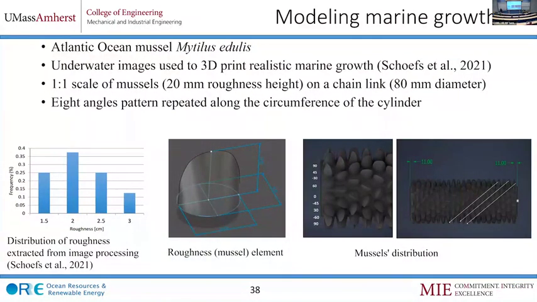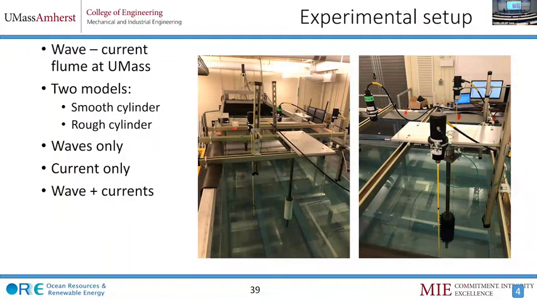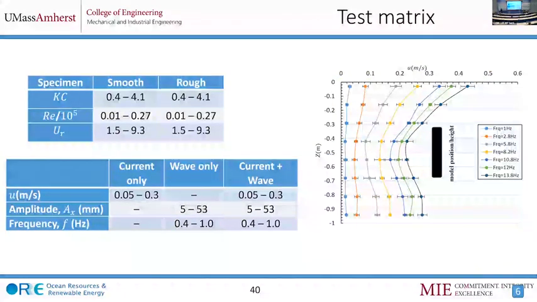What they have done in France is collect underwater images, and from the images develop a 3D model of mussels and then do 3D printing of mussels onto a cylinder element based on the most dominant roughness. It's a 1-to-1 scale of the model, which was printed and then brought to our lab, and we did experiments on it. So you can see a reference smooth cylinder model, and then this is the roughened biofouled model, both in the lab. We did tests with pure currents, with waves, and then with waves and currents. So we have lots of data, which Maduka is analyzing.